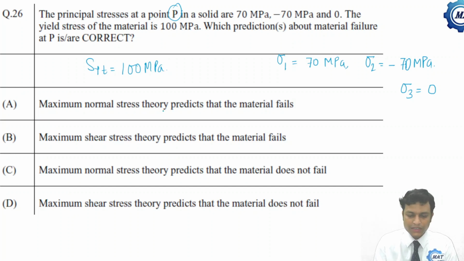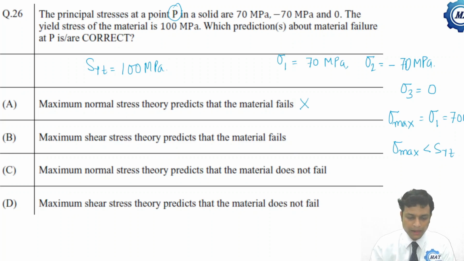Let us check option A. Maximum normal stress theory predicts that material fails. What is maximum normal stress? Sigma max is nothing but sigma 1, that is 70 MPa. And that sigma max here is less than SYT. So this doesn't fail. So this is incorrect.